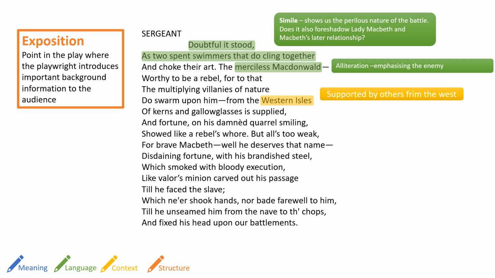Who are they? Well, possibly from Ireland, possibly from the Shetland Isles, but they have provided kerns and gallowglasses. These are formations of Celtic soldiers that are supporting MacDonald in his battle. What else is supporting him? Well, it's not just those men from the Western Isles.